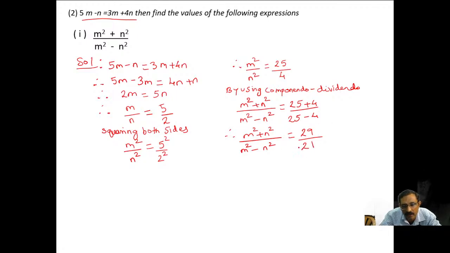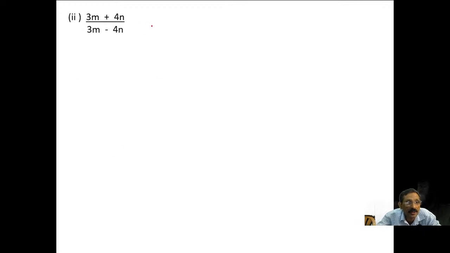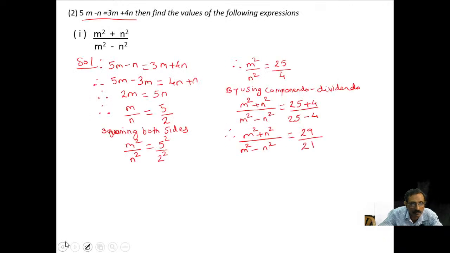Can I reduce it further? No, I cannot reduce it further. So let's move to the next. 3m plus 4n upon 3m minus 4n is given to me. Okay, so let's start with the solution. We know already, if you see, we found this m upon n is equal to 5 upon 2. We are going to use the same thing in our next sum.